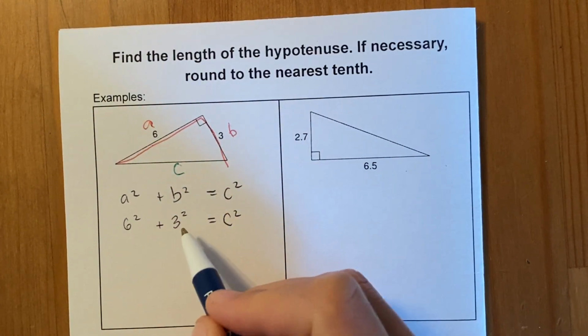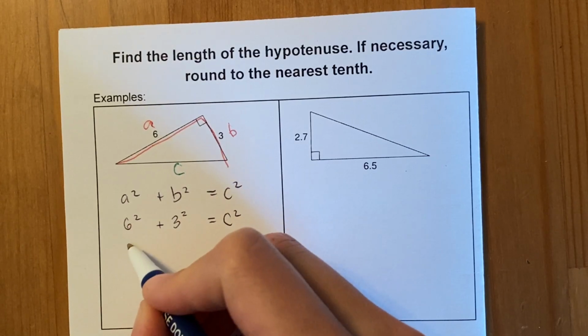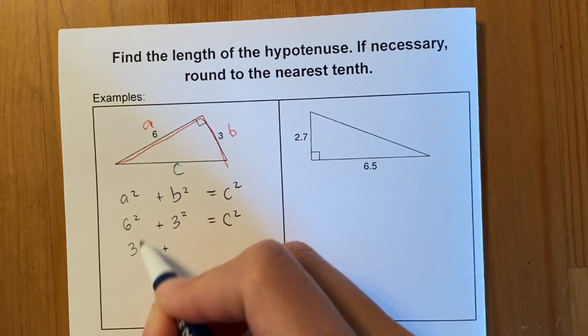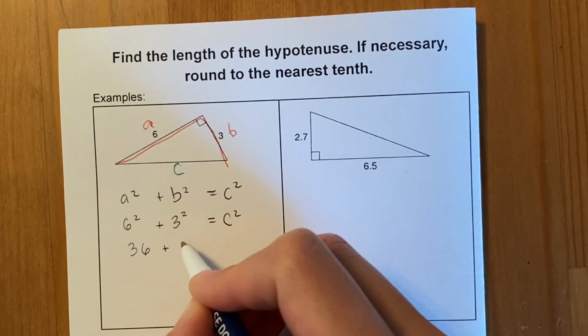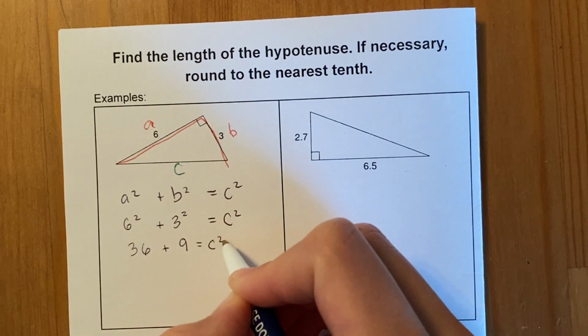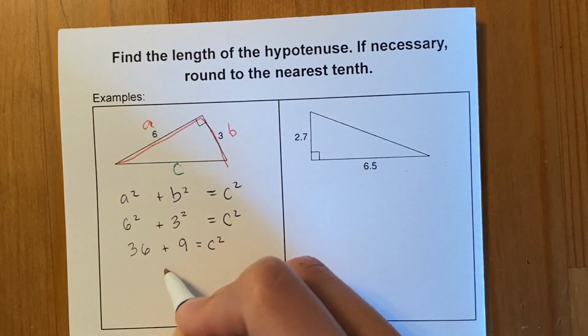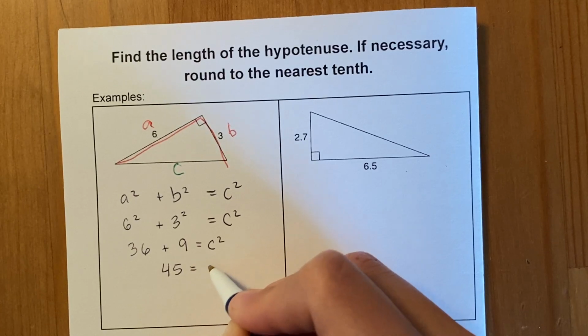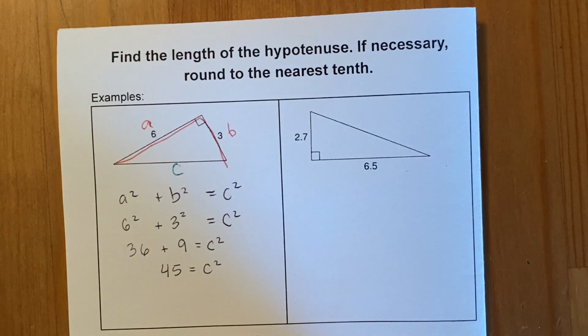So first I notice there's some simplifying to do over here. 6 squared, that's 6 times 6. 3 squared is 3 times 3. Make sure, it's not 6 plus 6, not 12. It's 6 times 6, and this is 3 times 3. Okay, 36 plus 9 is 45. And again, sometimes the numbers will be more difficult. You'll need a calculator.